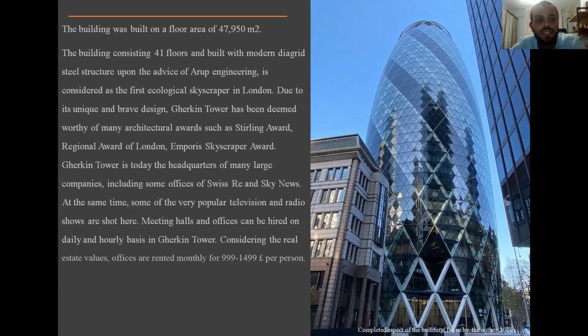Due to its unique and brave design, Gherkin Tower has been nominated worthy of many architectural awards, such as the Stirling Award, Regional Awards of London, and Paris Skyscraper Award. Gherkin Tower is today the headquarters of many large companies, including some offices of Swiss Re and Sky News. At the same time, some very popular television and radio shows are shot here. Meeting halls and offices can be hired on a daily and hourly basis in the Gherkin Tower.